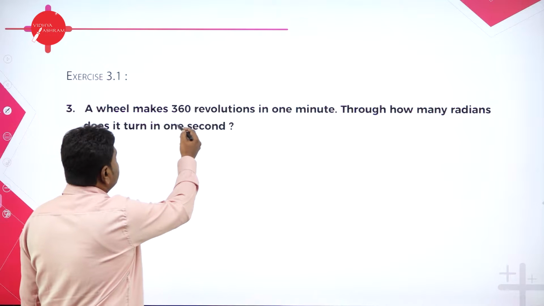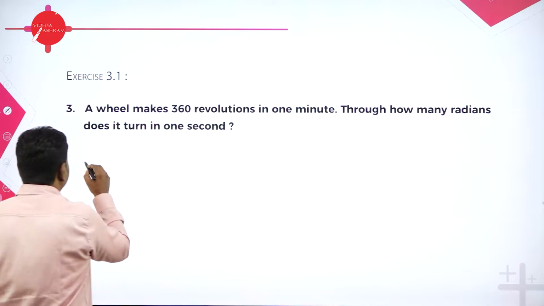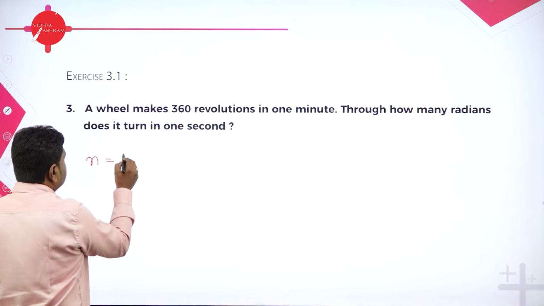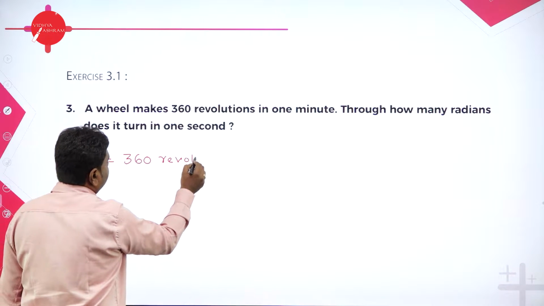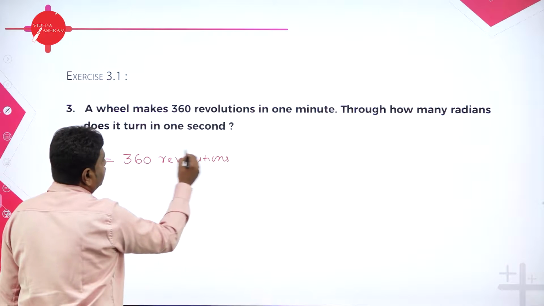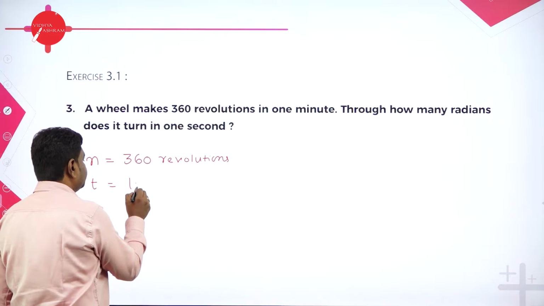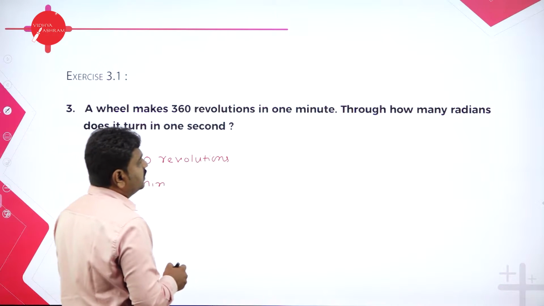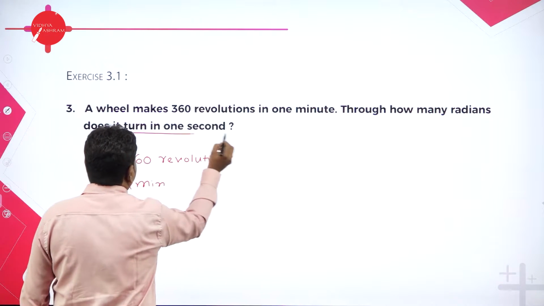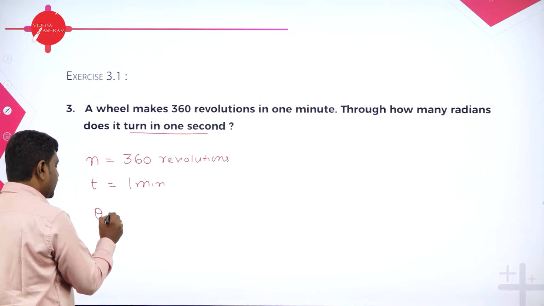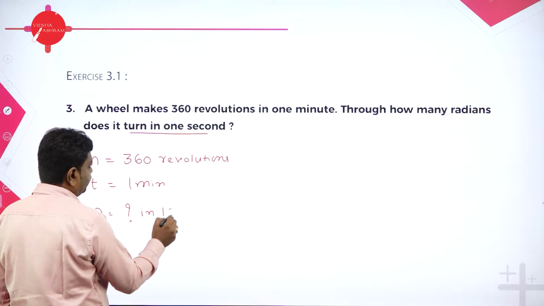A wheel makes 360 revolutions in 1 minute. So number of revolutions they give, I'll consider it as n. N is 360 revolutions it will undergo. Then in 1 minute they told. Time is also given, 1 minute. Further, through how many radians does it turn in 1 second? Through how many radians means they want angle in 1 second.